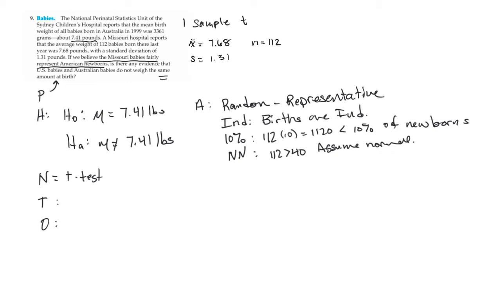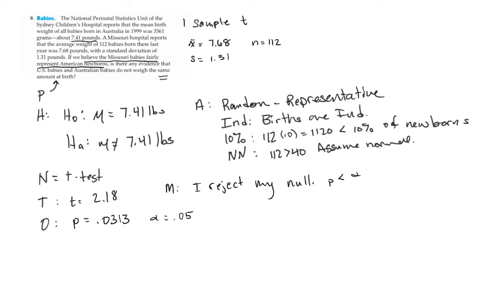The t-score, let's see, type this in, we got t equals 2.18. Our p-value is equal to 0.0313. My conclusion: I reject my null. Okay, my p-value is less than my alpha level, which in this case we're going to let be 0.05.